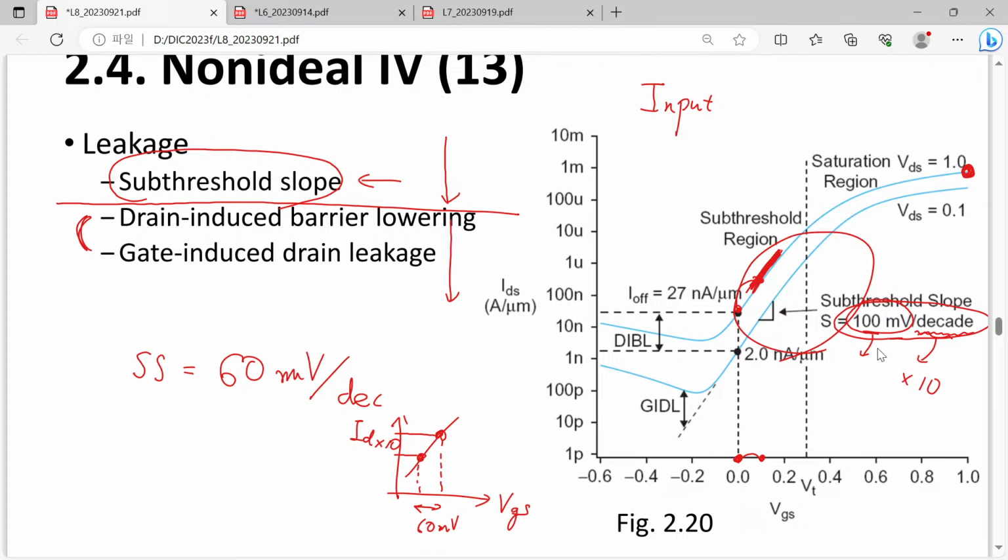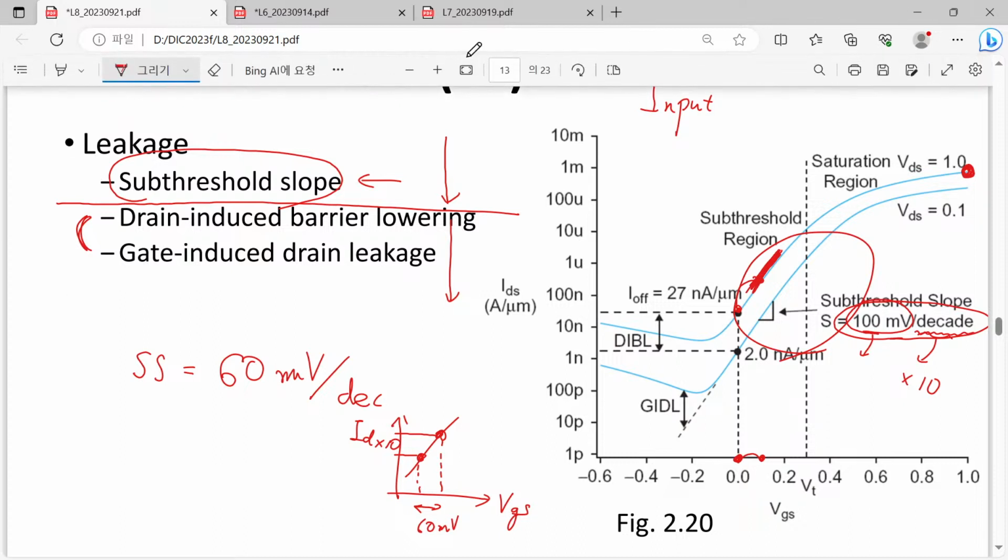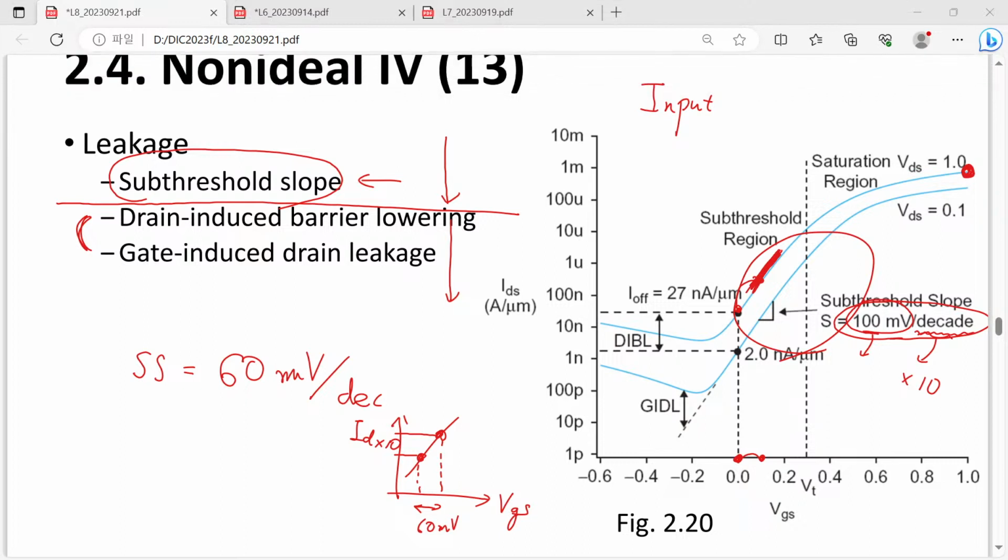Since this concept is so important, I have to stop here and continue our discussion of the subthreshold slope once again. Sorry about this delay in lecture progress, but this concept is one of the most important in device characteristics. So please understand the situation. Do you have any questions? No? Then let's wrap up today's lecture.